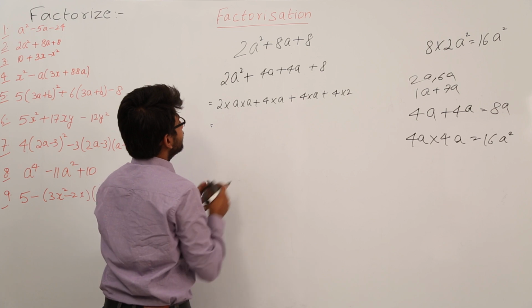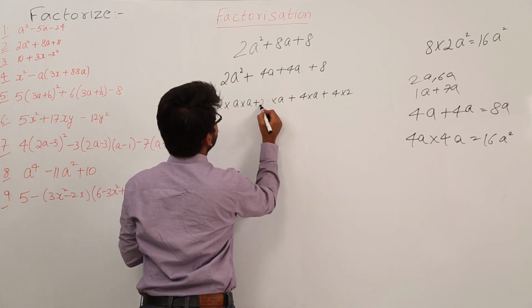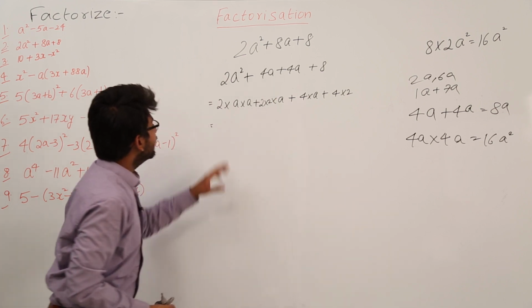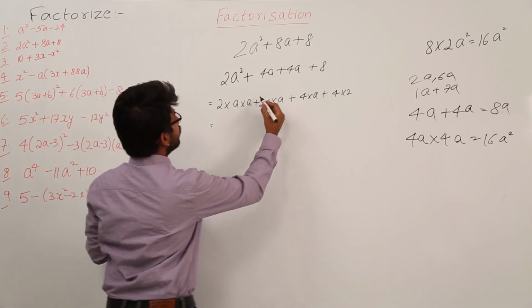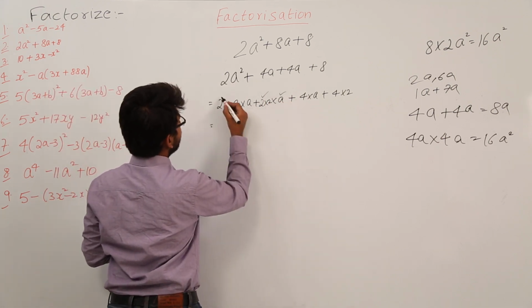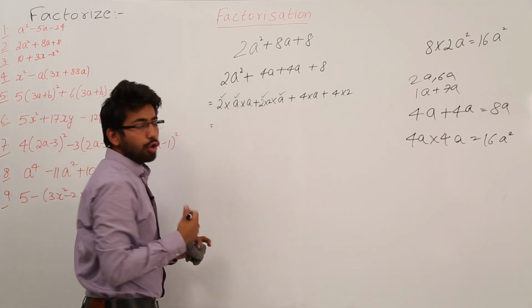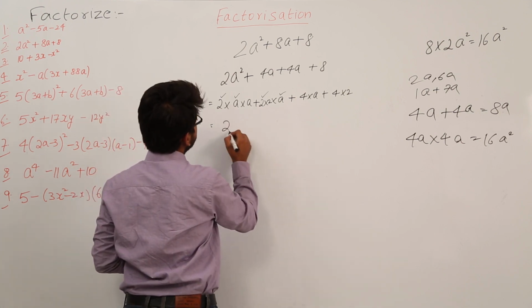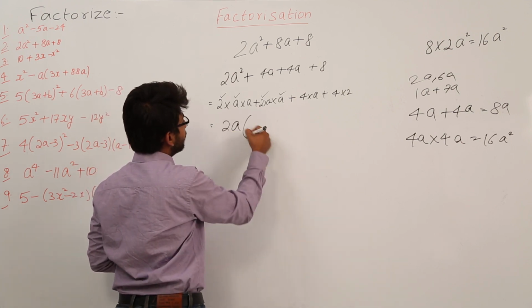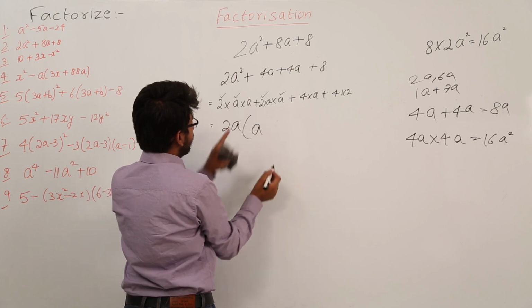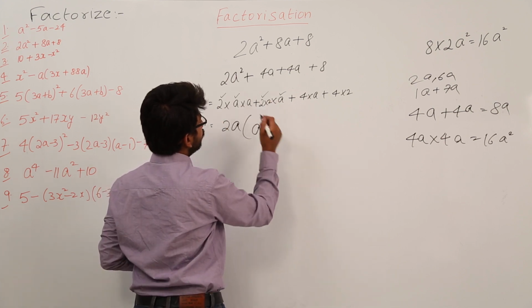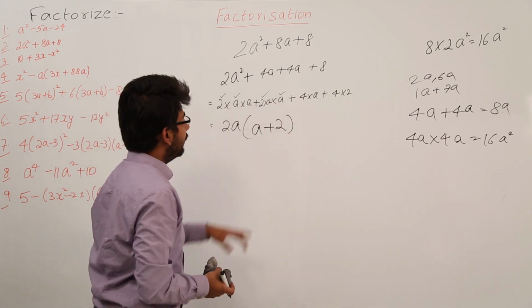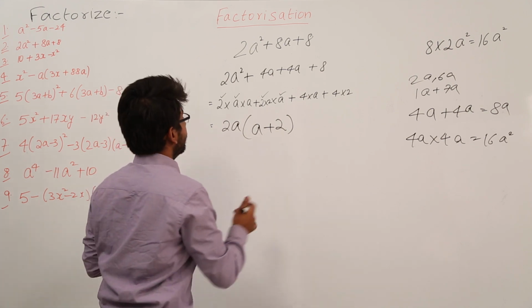Now you know that we can write this 4 as 2 into 2. Now look at this, we can take out 2a and here also 2a common, right? So let us take out 2 into a, which is 2a common, and we are left with a in the first term and 2 in the second term. So we have a plus 2.